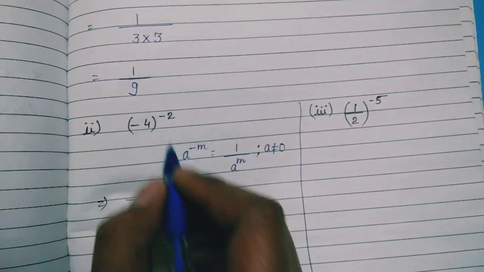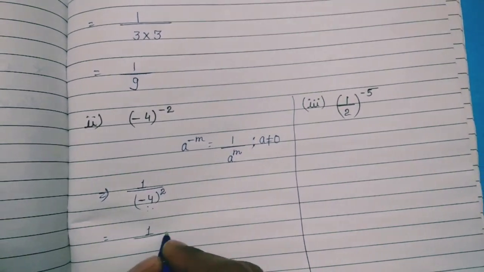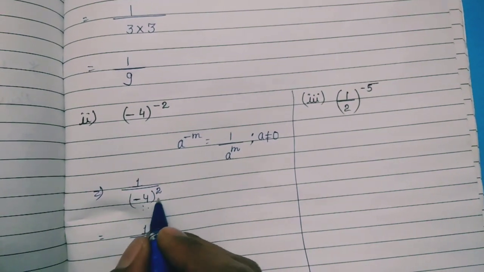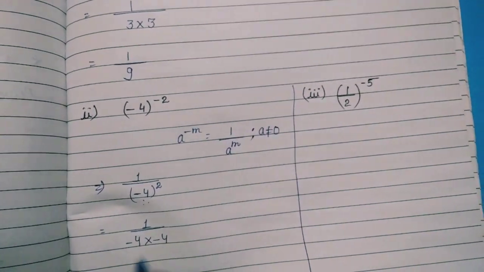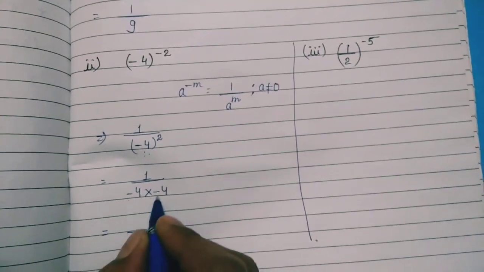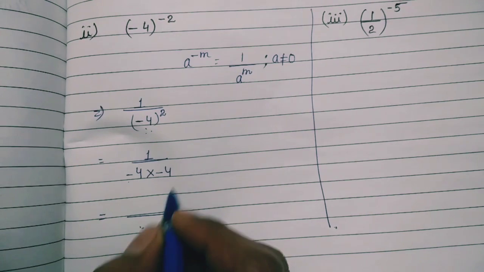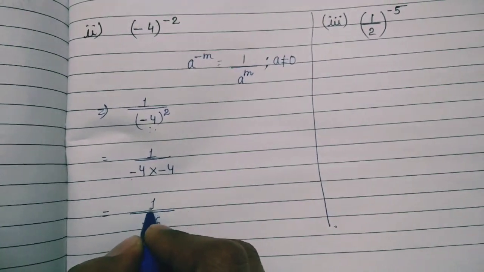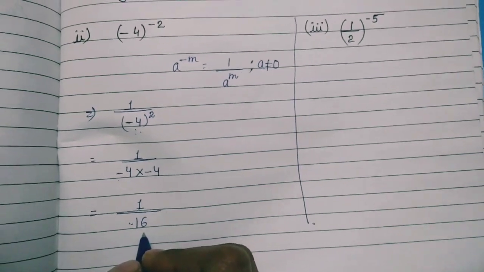The negative exponent will change into the positive exponent, and now we have minus 4 will multiply by each other 2 times. So minus 4 multiply by minus 4. 2 times minus is here. It means minus minus plus. Our answer will come in the addition. 4 4s are 16 and 1 as it is. So the answer of second one is 1 by 16.